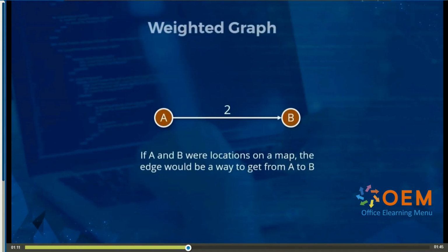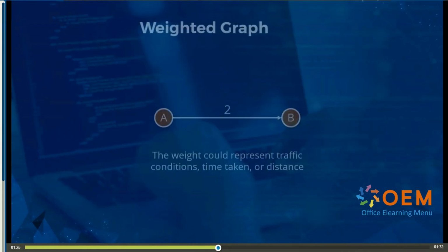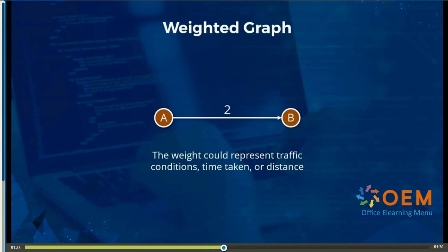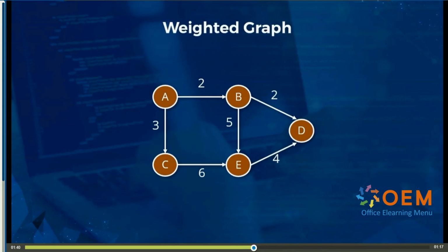For example, if we were to consider A and B to be two locations on a map, then the edge connecting A to B would be a way to get from the source to the destination. Now, the weight associated with the edge could represent traffic conditions, the time taken to go from A to B, or the weight could represent the distance from A to B. When you specify a weight with every edge in a graph, that is a weighted graph. This is an example of a weighted graph. Observe that every edge is associated with a number.